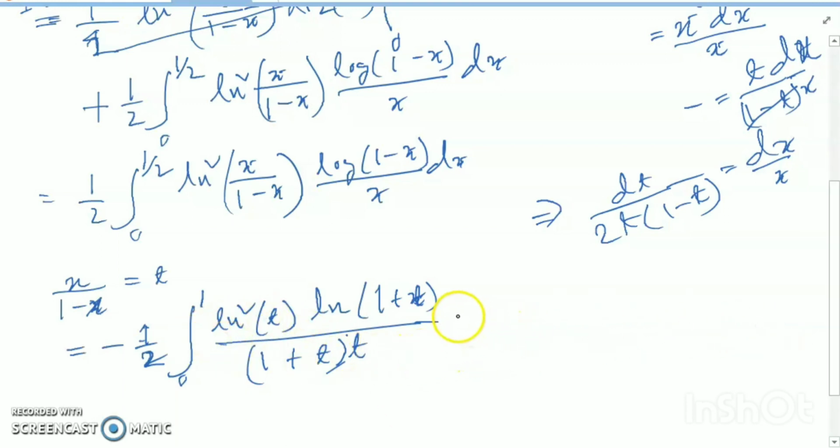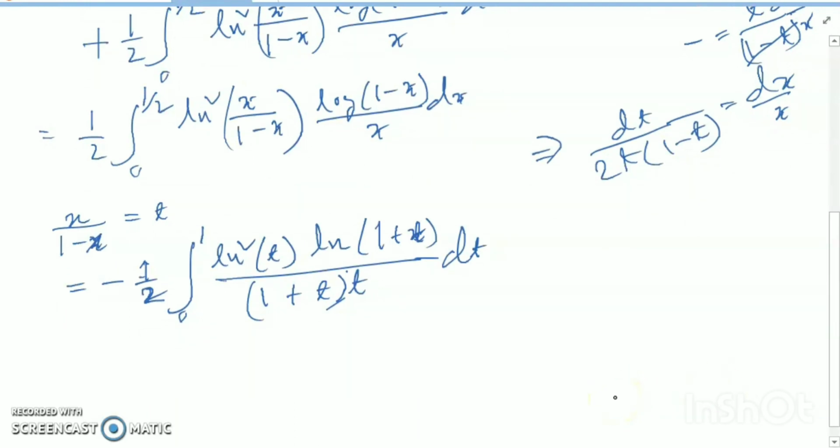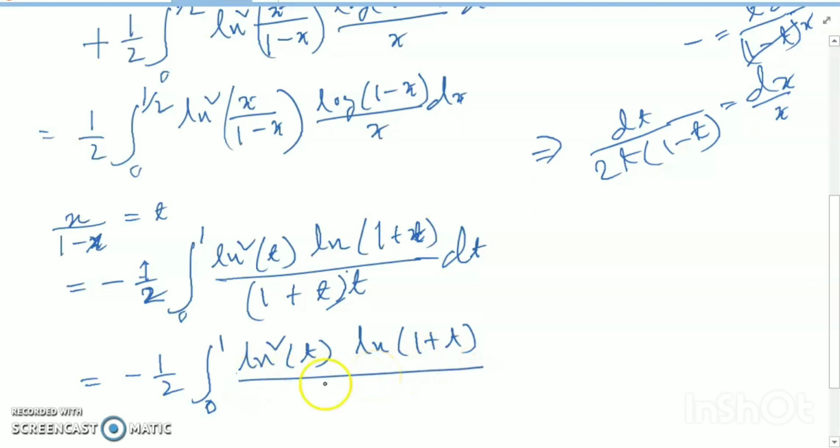Now for ln square, just using partial fractions, whatever I get, it is minus half, integral from 0 to 1 of ln square t ln(1 plus t) divided by t dt, plus the integral from 0 to 1 of ln square t divided by 1 plus t dt.